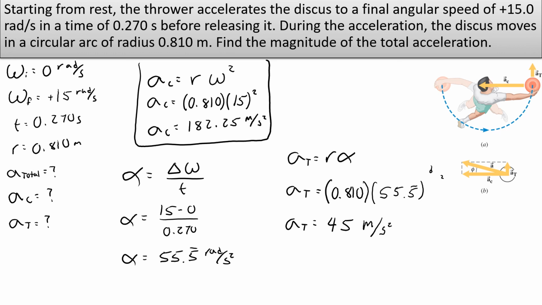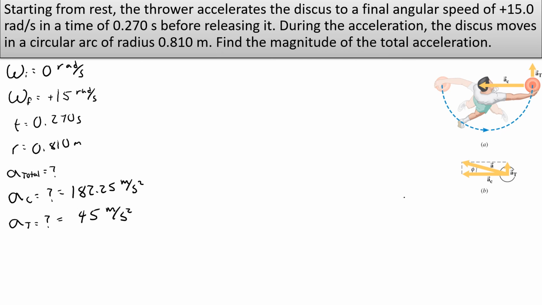And I just realized I used up all this space. So that's nice. We have the tangential acceleration and the centripetal acceleration. I'm going to write them in over here, and then we'll do the vector addition. Okay, so now we know that, all right, so this is going this way. The centripetal acceleration is 182.25 meters per second squared. And then at this point, the tangential acceleration is less than that, 45 meters per second squared.